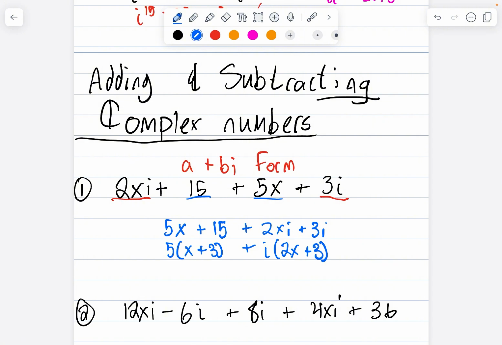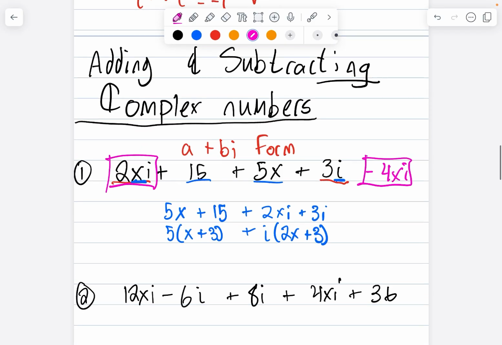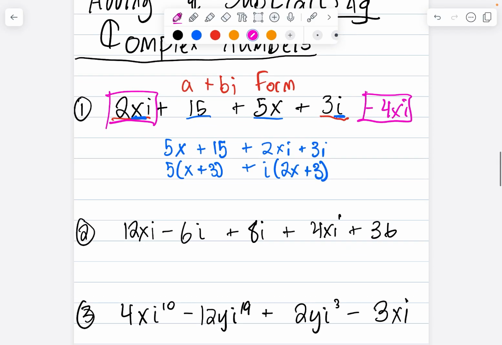You might be asking, why can't I add the 3i and the 2xi? It's because this is an xi, and this is just i. So they're not like terms, so we can't actually add them together. If there was another term here, say maybe minus 4xi, then we'd be able to combine these two because they both have xi. But that wasn't in this problem, so we couldn't do that. Let's take a look at the next problem. Why don't you try it yourself and pause to see if you can do it.